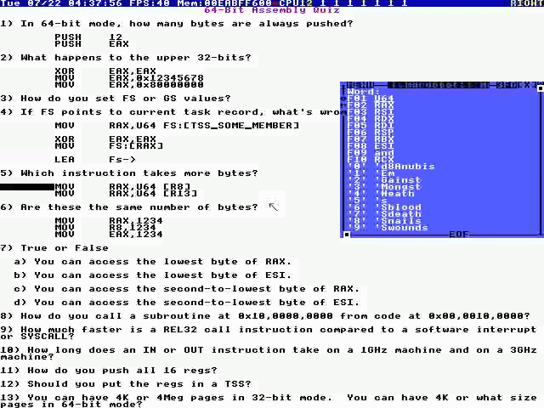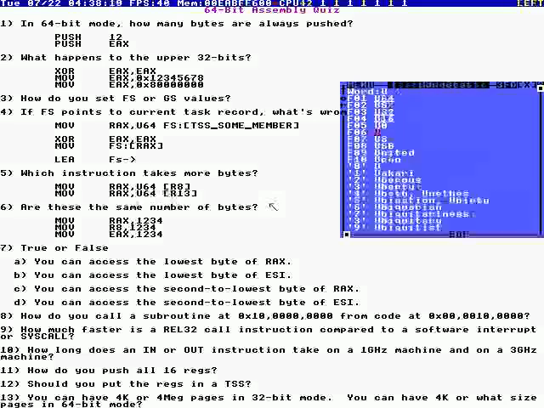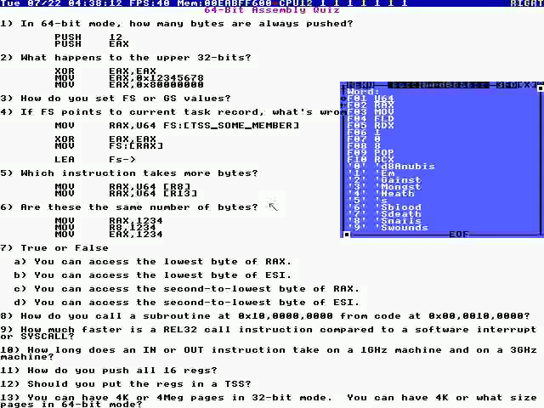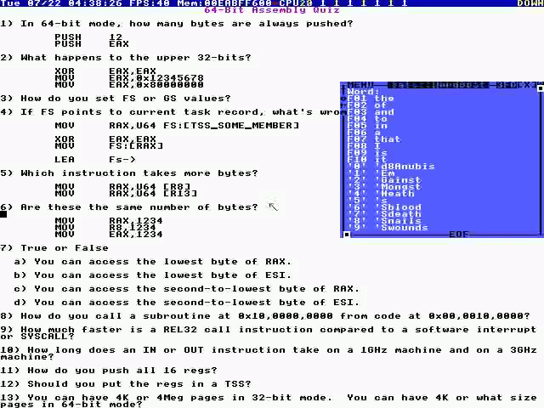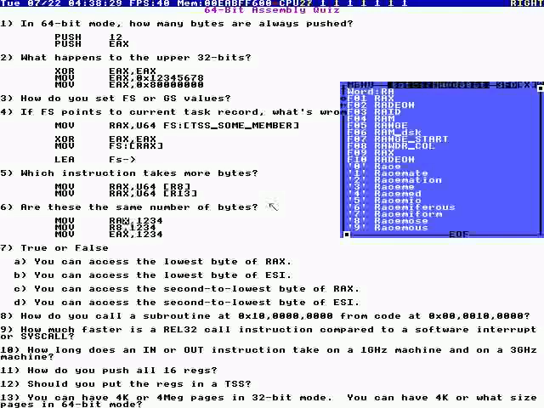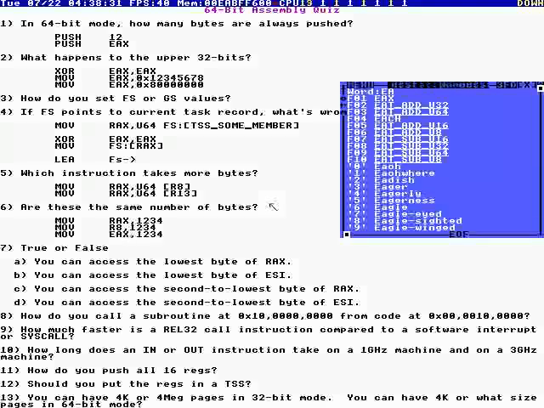Anyway, which instruction takes more bytes? Believe it or not, R13 is like R5, or I think, a base pointer. So this takes more bytes, because there's a ModR/M and an SIB byte, if you know Intel assembly. Anyway, are these the same number of bytes? I think the answer is yes. No, I forgot.